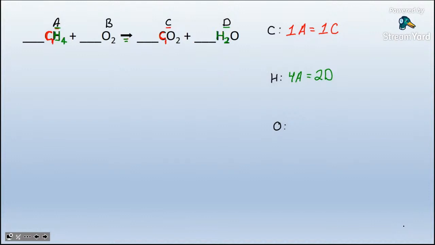Now I can look at oxygen. I don't have any in A, so I don't have to include it in the equation for oxygen. But I have 2 oxygens in B, so 2B. My arrow again becomes an equal, and I have 2 oxygens in C, so 2C, plus I have 1 oxygen in D, so 1D. So these are my equations for carbon, hydrogen, and oxygen. And now it's time to list the variables, so A, B, C, and D. I've got substances A, B, C, and D.